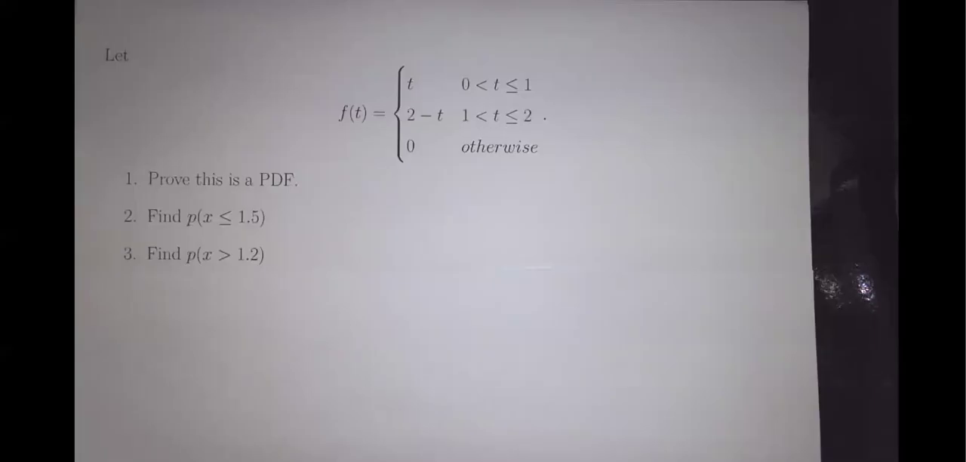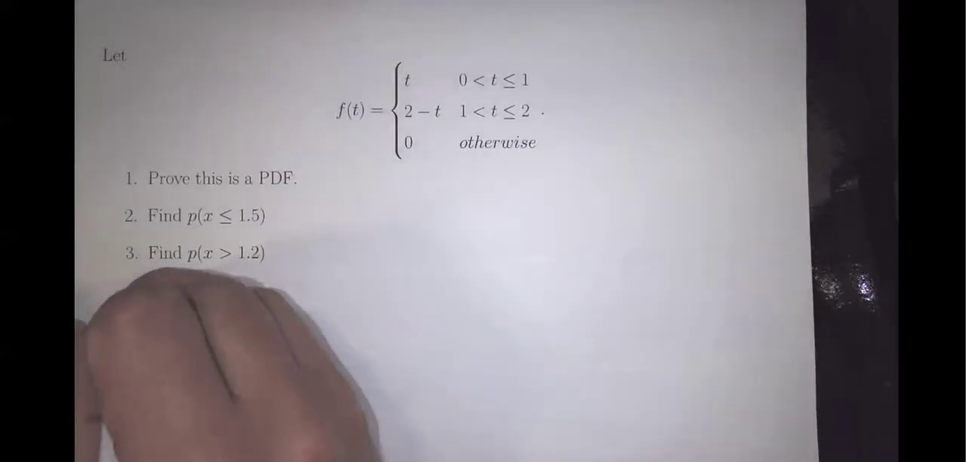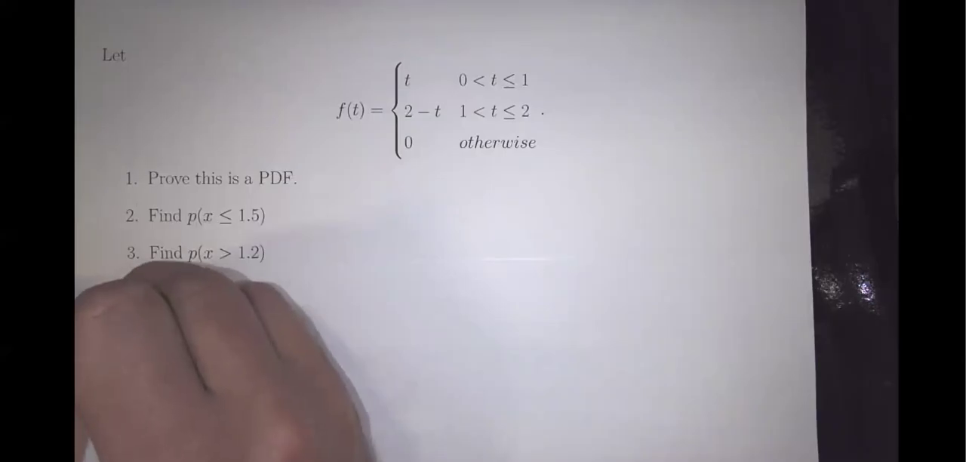In this example, we've got a function f of t, which is t when t is between 0 and 1. It's 2 minus t when t is between 1 and 2, and it's 0 everywhere else. A couple of questions to answer here. Start with question 1. We need to prove this is a probability density function.